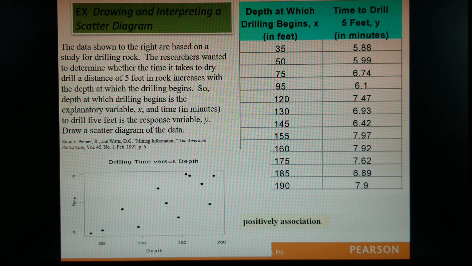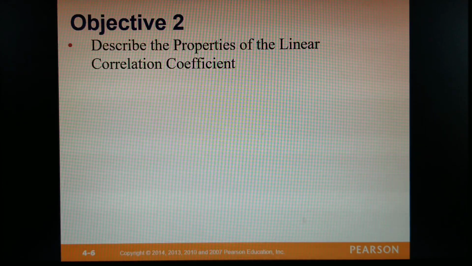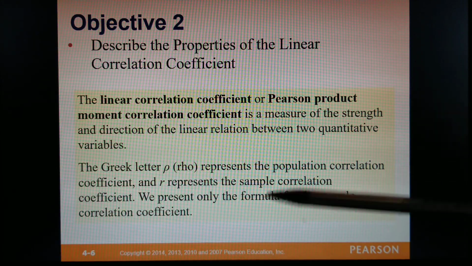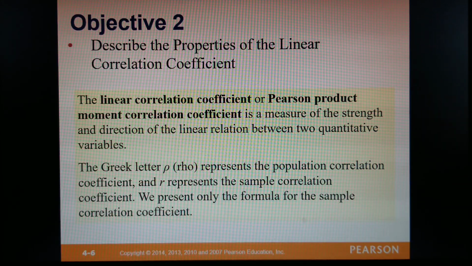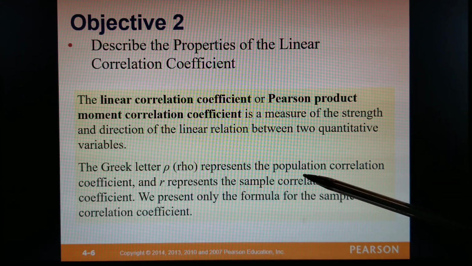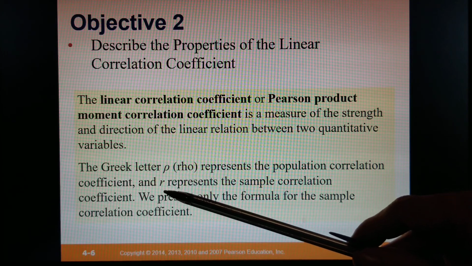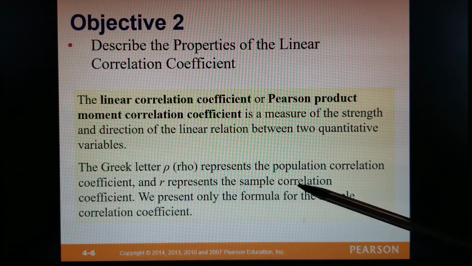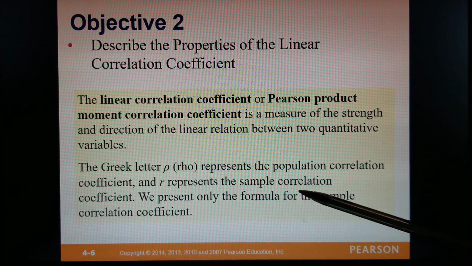All right, so it looked like a positive association. So the properties of that correlation coefficient. Remember that the Greek letters are the ones that talk about a population. So the Greek letter rho will represent the population correlation, and the regular letters, remember, those represent the sample. In this case, the sample correlation coefficient.